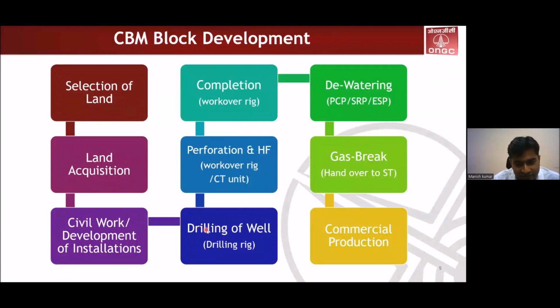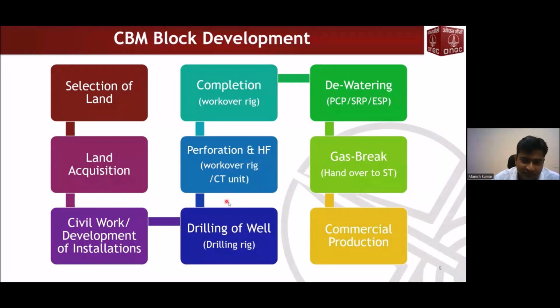In a conventional well, drilling of a well is done through a drilling rig, and then it is completed and handed over to the testing team for testing, and then further handed over to the surface team. But here, perforation is being done as in conventional wells also, but HF is a prerequisite for these CBM wells, being a tight reservoir and very low permeable in nature. Hydrofracturing is required to increase the permeability of the coal reserves to the wellbore.